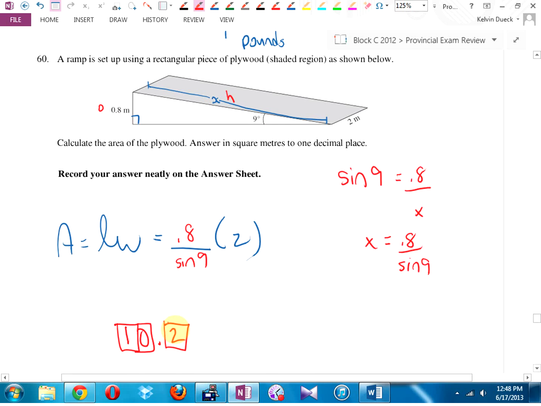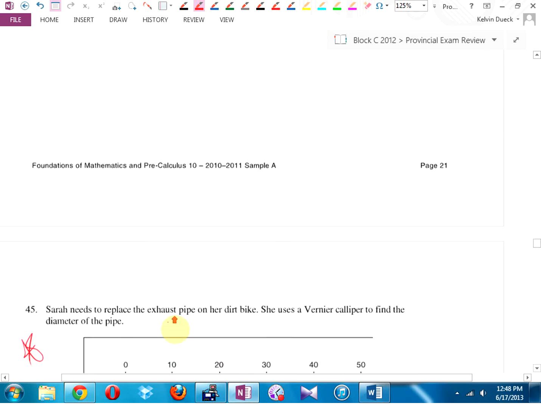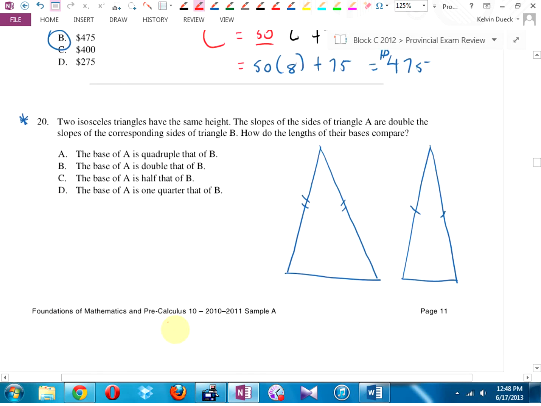Are we done? No, we skipped a couple of questions. Turn back, if you would, please, to the first question that we skipped, which was number 20. Okay? It says, two isosceles triangles have the same height.